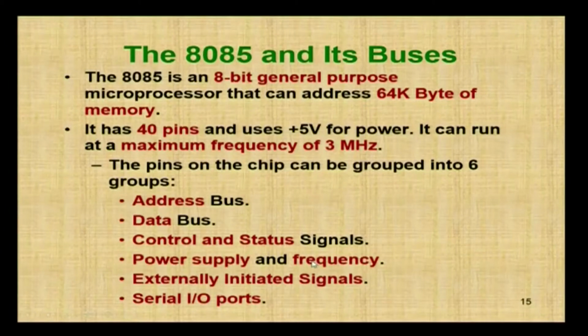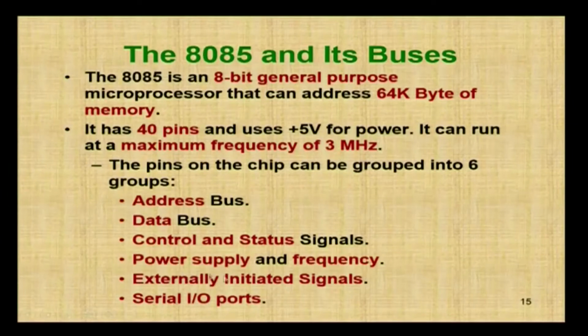The microprocessor requires clock pulses, so you have pins to generate the clock pulses. The microprocessor should also respond to some external signals. Some important events require the microprocessor to respond immediately. So some pins are devoted so that whenever any change in the pin happens, either 0 to 1 or 1 to 0, the microprocessor will respond. These are called externally initiated signals, and the microprocessor is allocated a few pins for that.